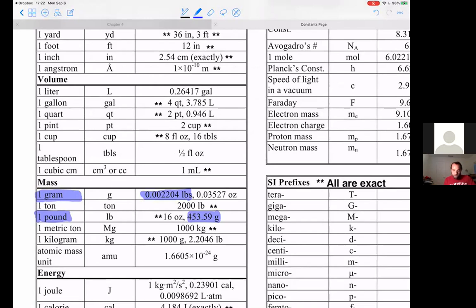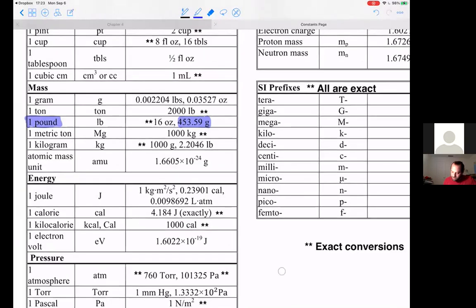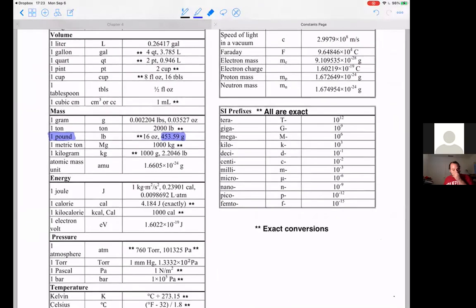Again, I have 2 of them given here. It wouldn't matter which one I picked. I like this second one better, just for no particular reason. But the first thing I'm going to have to do is go from milligrams to grams. Once I get it in grams, I can go from grams to pounds.